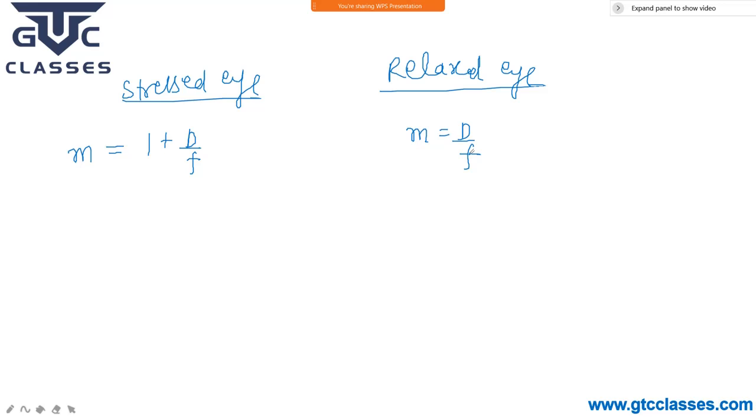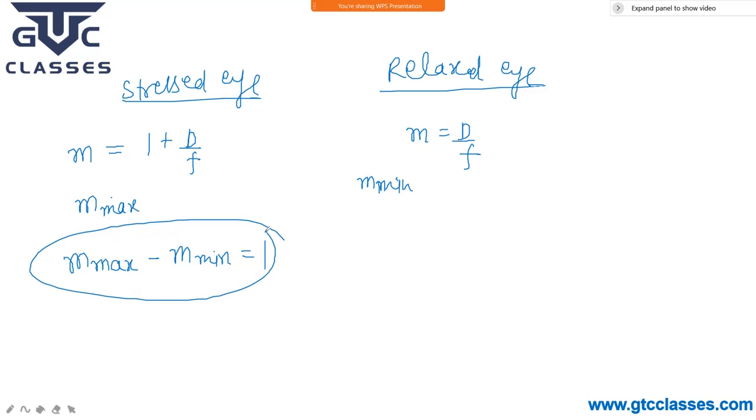Stressed eye is more. Correct? Okay, so stressed eye is more, meaning this is the maximum. So I can say M max, and this is the minimum. What is the meaning? In the simple lens or the simple microscope, maximum power minus minimum power is always 1. Maximum is just 1 more than that. Correct?